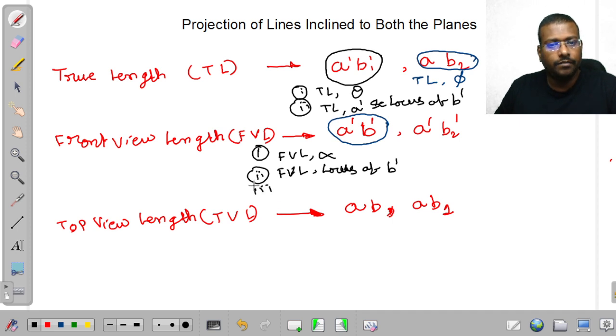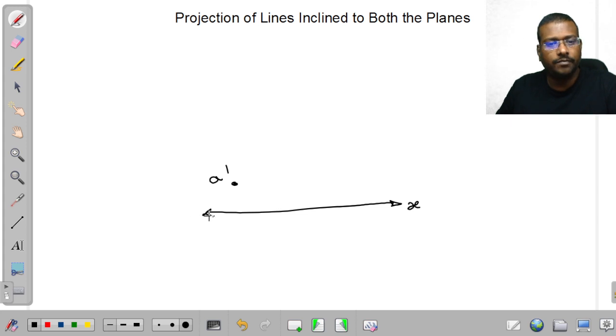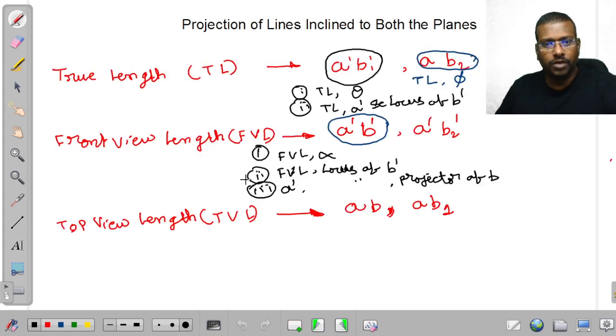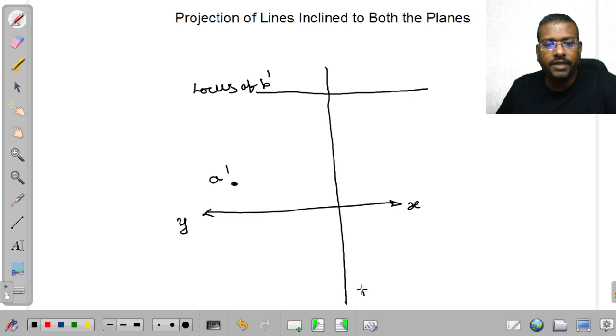Third one, A dash should be known, along with that locus of B dash and projector of B are required. So, third case I didn't get the idea. Okay, no problem my dear friends. I know A dash, this is A dash, this is our XY line. Next, locus of B dash is known. I don't know the front view length, but I know this is the projector of B.